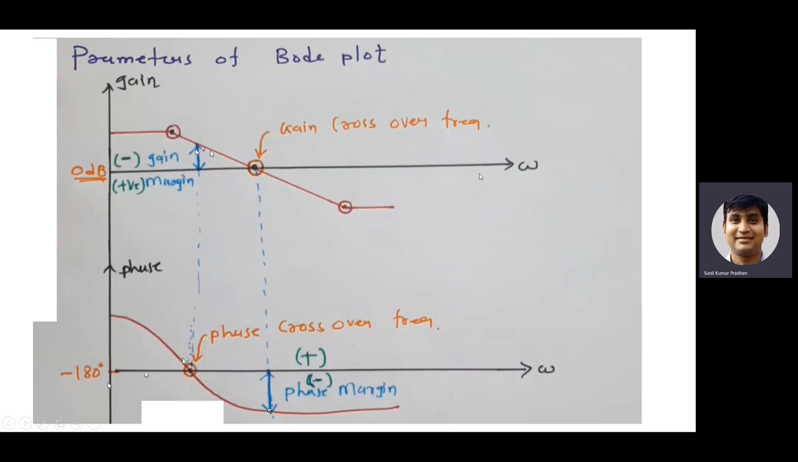So we need to check where your curve is, and accordingly, with respect to the 0 decibel line, your gain margin is calculated, and with respect to the minus 180 degree line, your phase margin is calculated. We have to know that for gain margin, if you take the 0 decibel line, above this the gain margin is negative, and below this your gain margin is positive. Similarly, if you take the minus 180 degree line as a reference, above this your phase margin is positive, and below this your phase margin is negative.